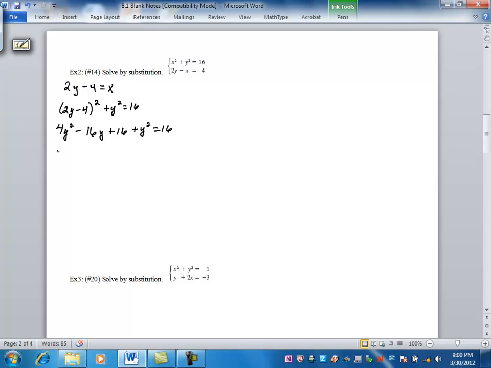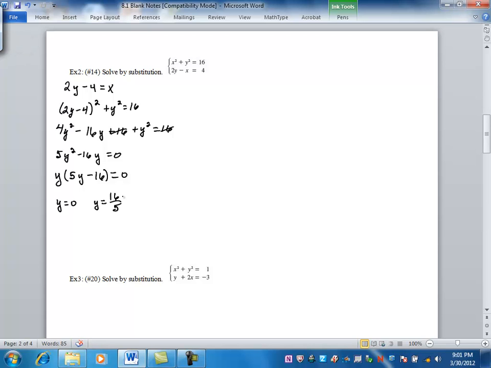Alright, so we have to combine like terms here, 5y squared minus 16y. Guys, notice we've got a 16 on both sides of the equation, so that will go away. Like before, it's relatively easy to pull out a GCF here, so we've got y times the quantity 5y minus 16 equal to 0. So this tells me that y equals 0 and that y equals 16 over 5.